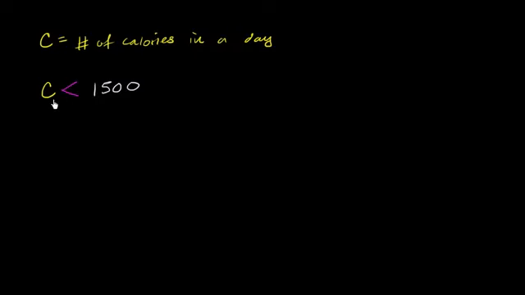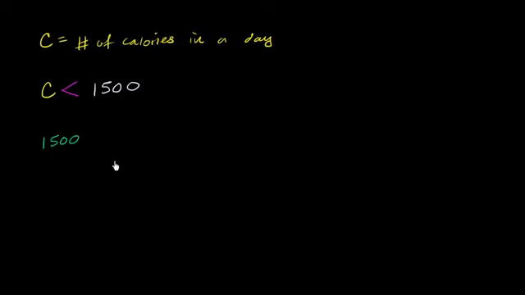Now, one thing to keep in mind when I write that is that if I eat no calories in a day, or 100 calories, or 1,400 calories, or 1,499 calories for C, those are all legitimate. Those are all less than 1,500. But what about 1,500 calories? Is it true that 1,500 is less than 1,500? No, 1,500 is equal to 1,500. So this is not a true statement.